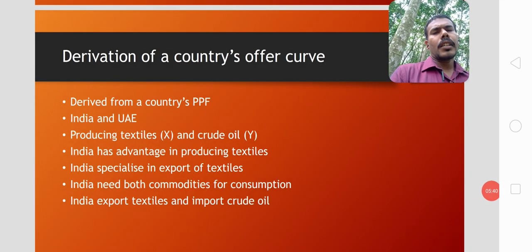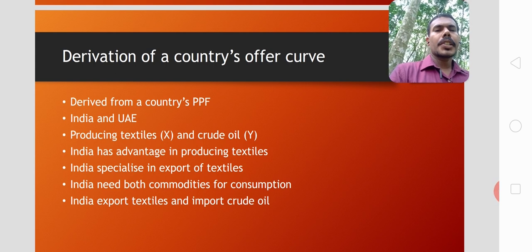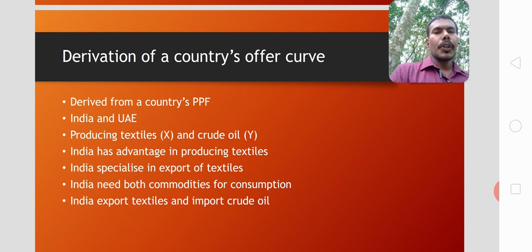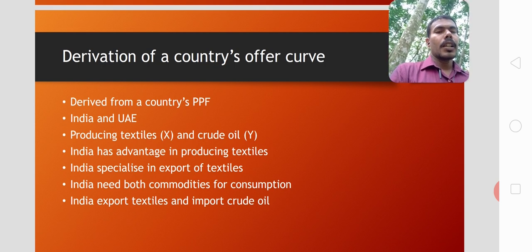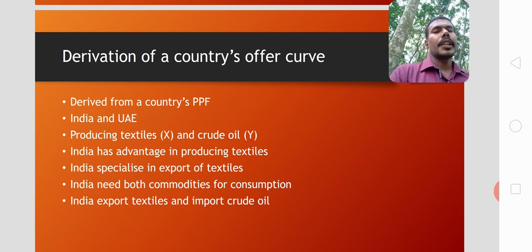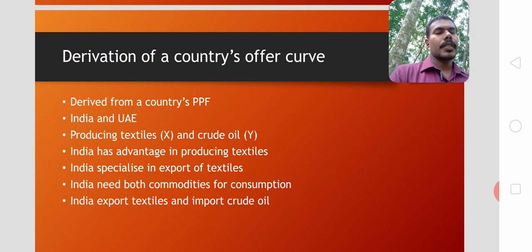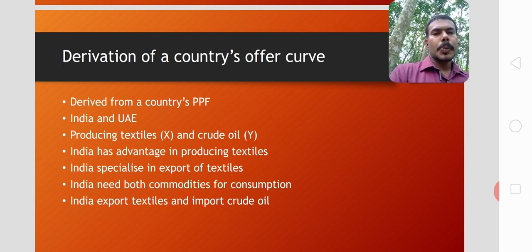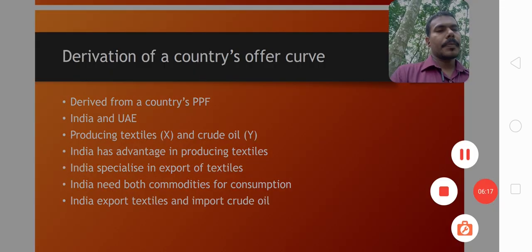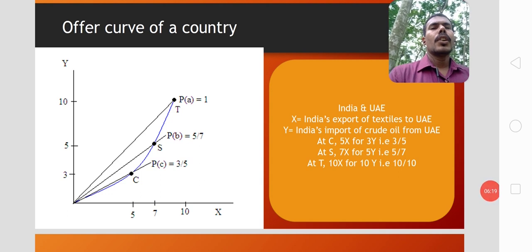What is important here is that both nations need both commodities. Take India's case. India needs both commodities for consumption. We need to export textile commodity, and at the same time we need to import crude oil. Since India has the comparative advantage in producing and specializing in the textile sector, it can export textiles, and it has to import crude oil, as it is an essential commodity here. So let's look at the offer curve of a nation.